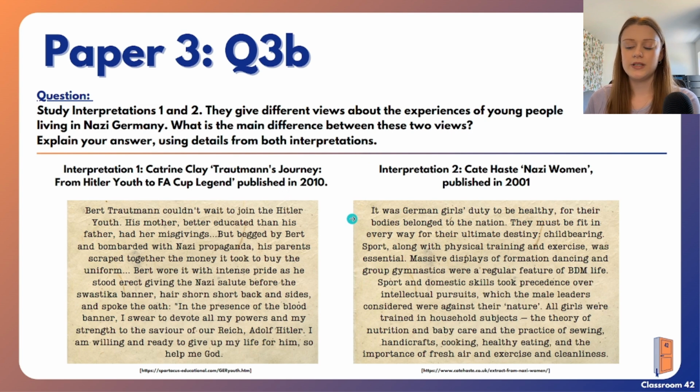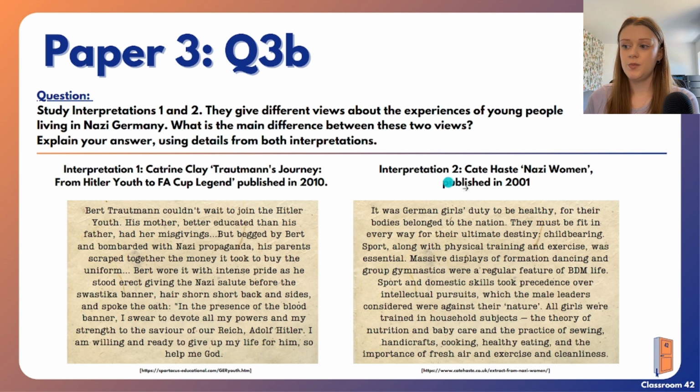As always, feel free to pause it if you want to have a bit of a closer look at these interpretations. But interpretation 1 is from Katrine Clay, who published a book in 2010 about Trautmann's journey. Now this talks about Bert Trautmann and how when he was in Hitler Youth, he really sort of enjoyed the Nazi propaganda, and he would enjoy giving the salute and speaking the oath and that kind of thing.